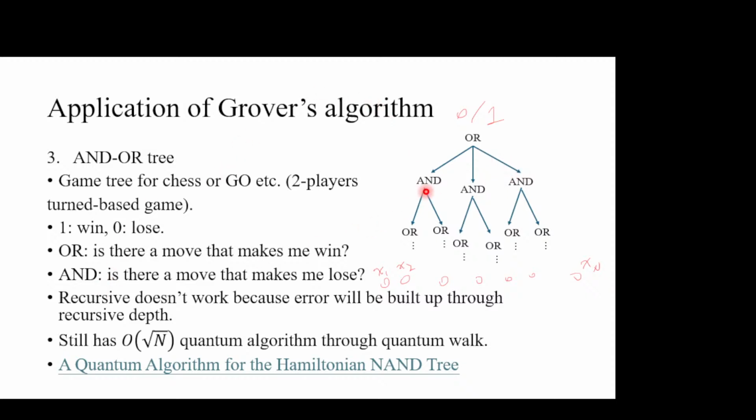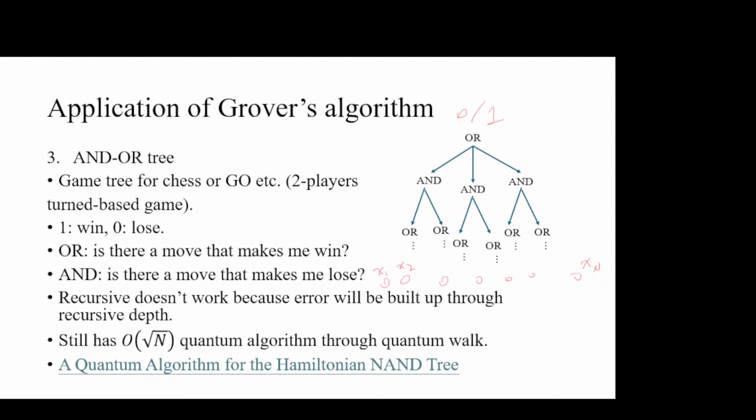And then the AND is the other player. The other player will also want to win, so the other player will search for all the moves he can make, and pick a move that makes me lose. So there's a tree between what I can do and what the other player can do, and the end results are the configurations where either I win or I lose. I win is 1 and I lose is 0.